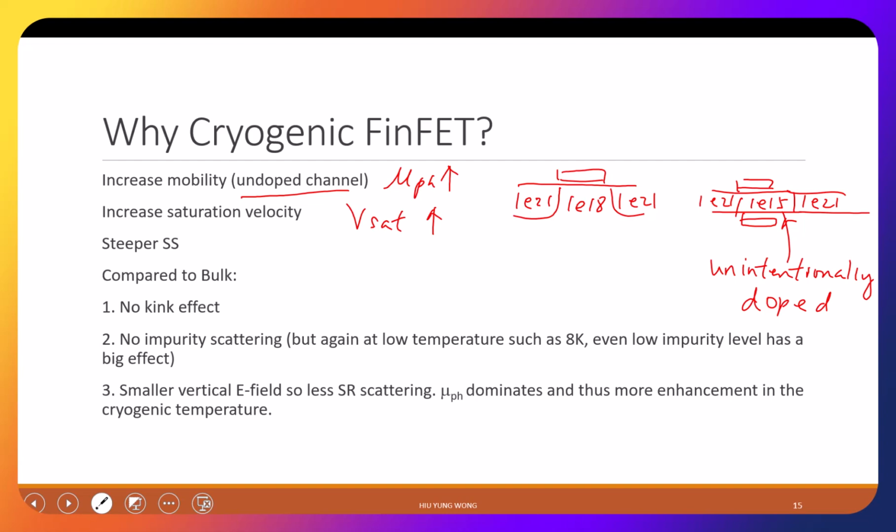Now, compared to bulk, of course you have a steeper subthreshold slope for FinFET, and you don't have kink effect. Why is that? Because it is just fully depleted. You don't have the substrate resistance, and it's fully depleted, like fully depleted SOI, you don't have kink effect.